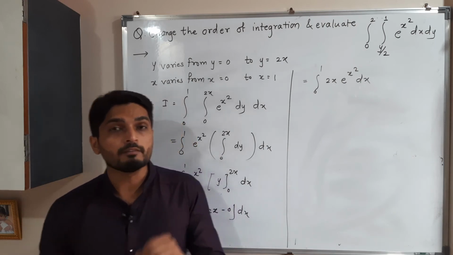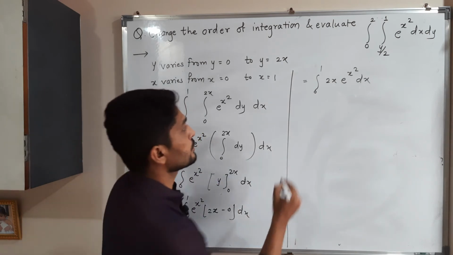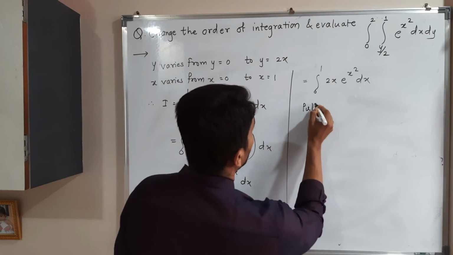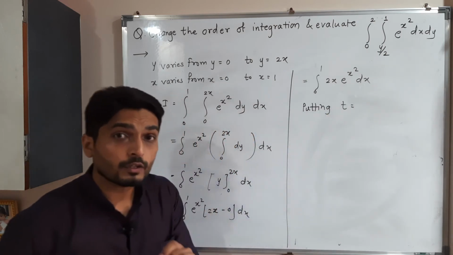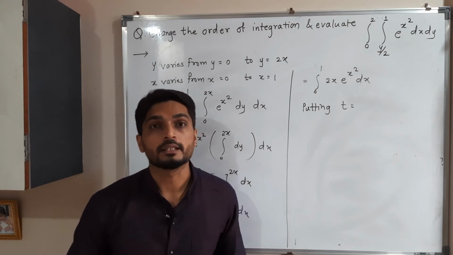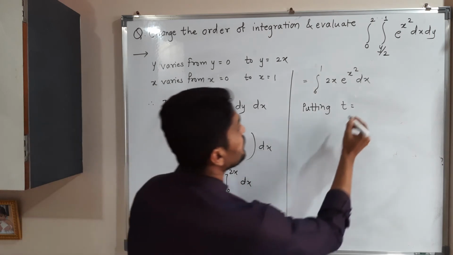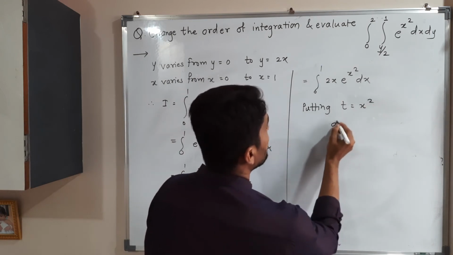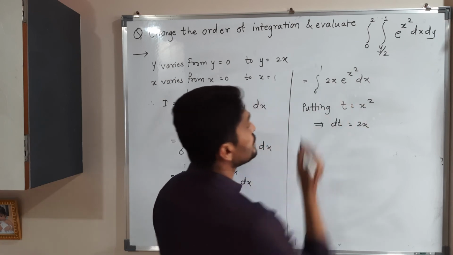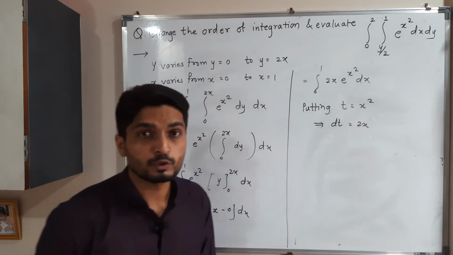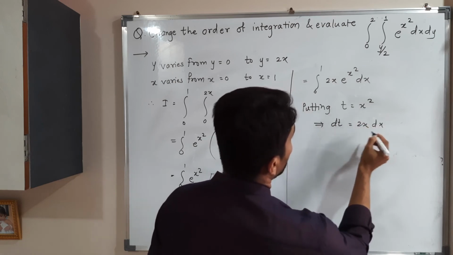What will I do? I will use substitution. So I will put something here to solve the integration. We need to take care of one thing: when we put anything, its derivative should be easily available there. So I will put t is equal to x square, because what is its derivative? The derivative of x square is 2x, which is easily available here. So it is better to put t is equal to x square, and dt is 2x dx.